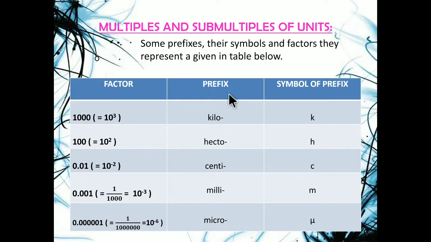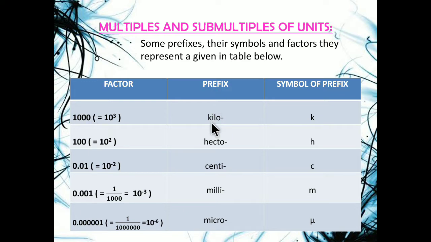Now I have meter and I want to change it into larger form. What I will do? I will use these two prefixes as shown in this table. If I add kilo before meter, it becomes kilometer. So I have achieved a larger form of unit. Earlier I was having meter, now I have kilometer. And I know I have to deal with the factor 1000 if I used prefix kilo.